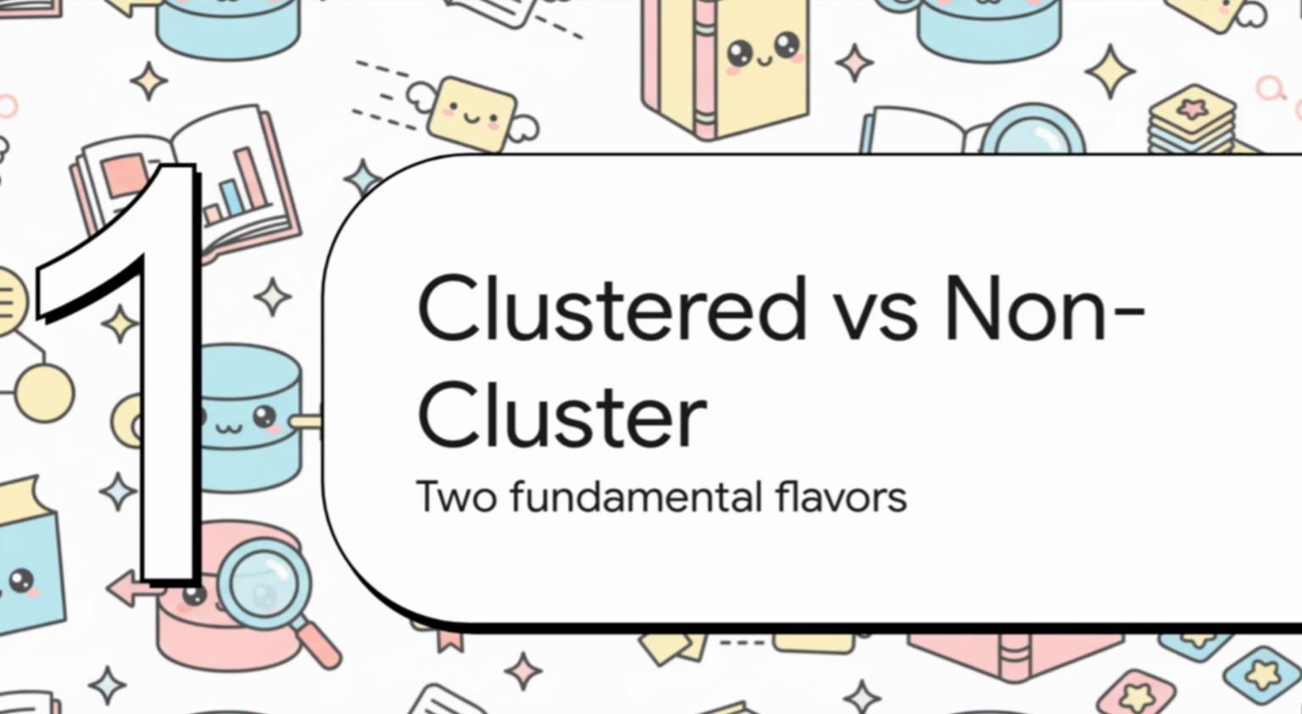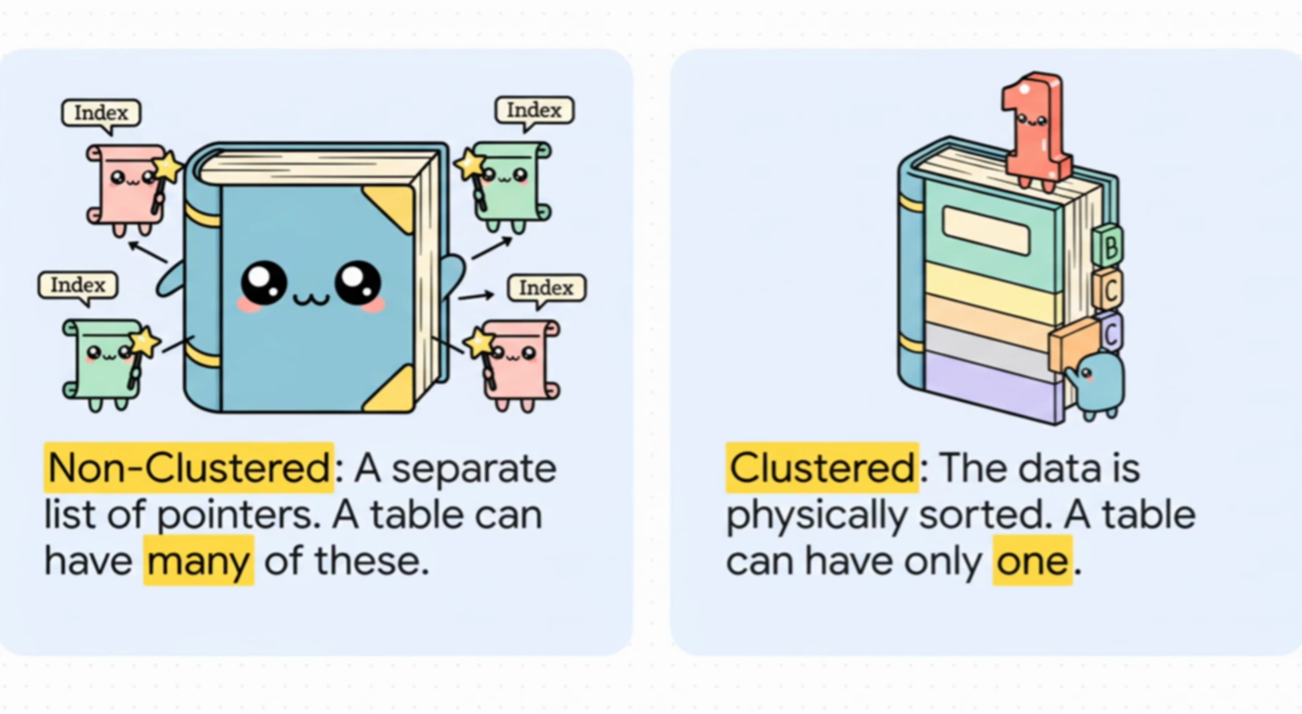Okay, but it's not quite as simple as just adding an index. Not all indexes are created equal. To really use them effectively, we have to understand the two main flavors they come in, clustered and non-clustered. So a non-clustered index is exactly what we've been talking about with our book analogy. It's a separate list of pointers, just like the index in the back of a book. You can have a bunch of these on a single table.